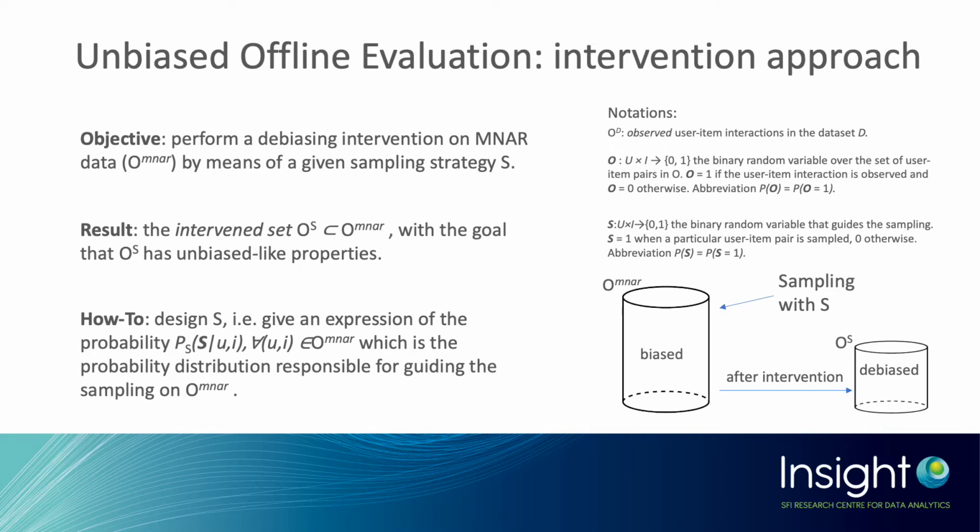Another notation that we need is italic and bold S, which is the binary random variable that guides the sampling. S equals 1 when a particular user item pair is sampled, 0 otherwise. And the figure visually describes the idea of the intervention, where practically we need to design the strategy S, so the probability distribution that we will use to perform the sampling.